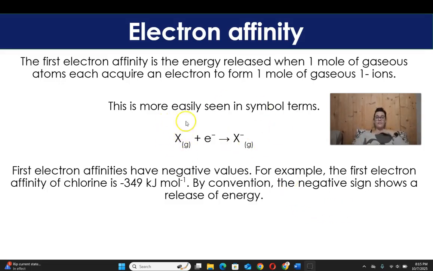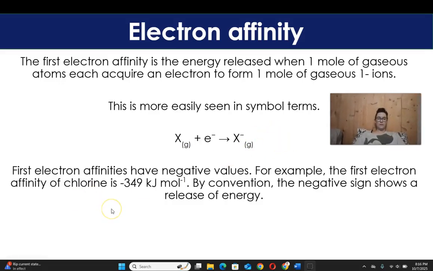So basically what you see here is you have some type of atom, X, represented by X here, and it is a gas. Remember, the definition is going to be 1 mole of gaseous ions. Same thing for ionization energy, it's gaseous. An electron is added to form an anion. That is the equation for electron affinity. Ionization energy is just the opposite, right? You would have the X be X plus right here, and then the electron be on this side because it's losing an electron.